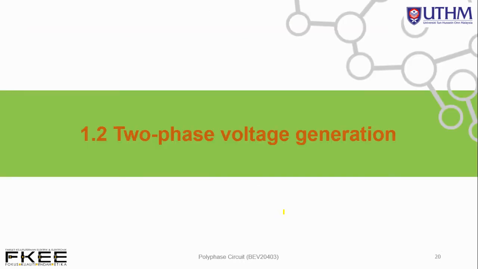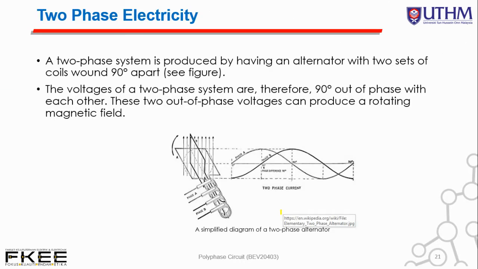And then the two-phase voltage generation. Two-phase electricity is produced by having an alternator with two sets of coils, one 90 degrees apart. See the figure. This is the simplified diagram of a two-phase alternator. We have phase A as well as phase B. Just now in the earlier slide, we saw one coil with one single phase, all right? But this time around we have two phases, namely phase A and phase B.